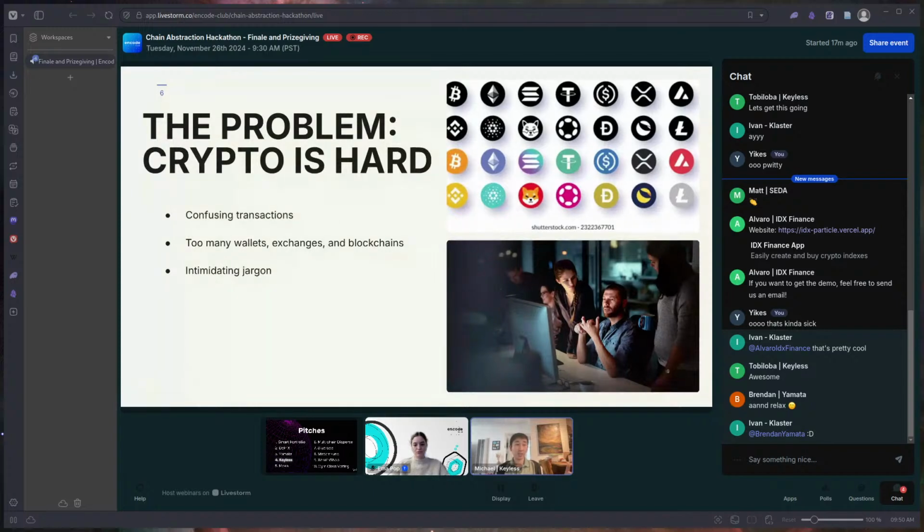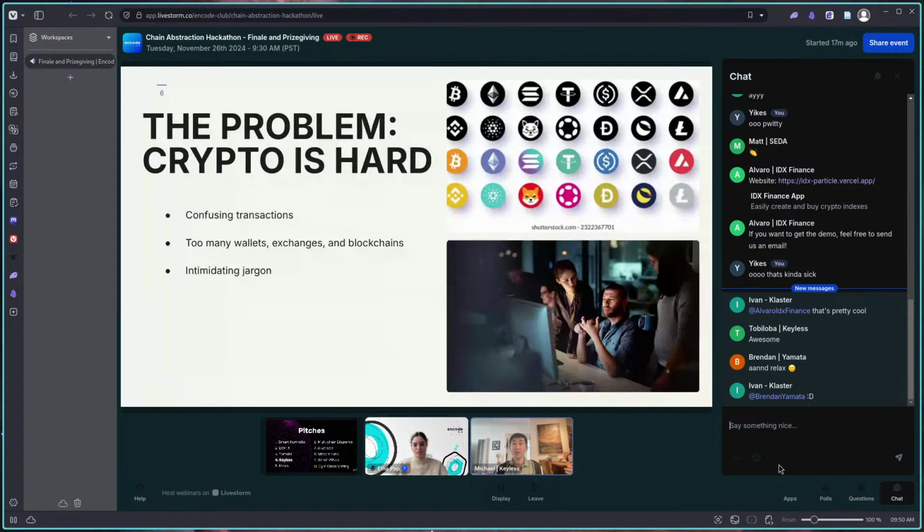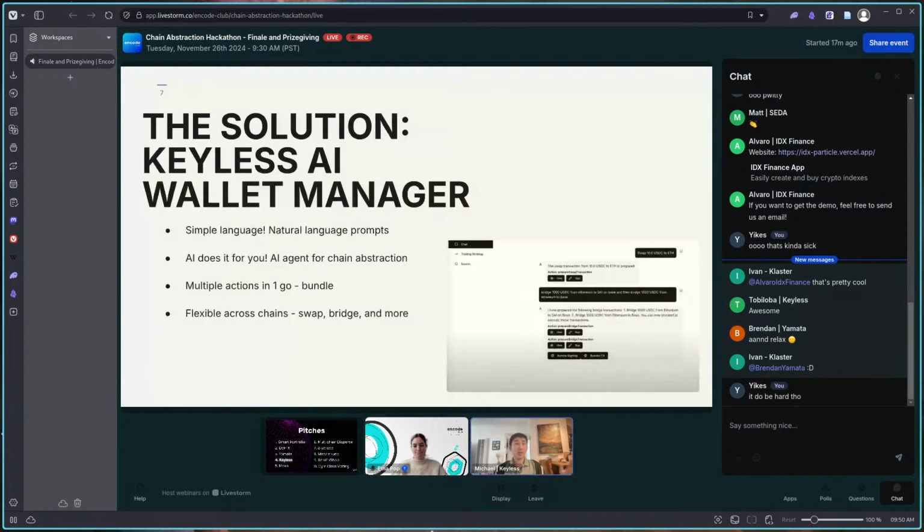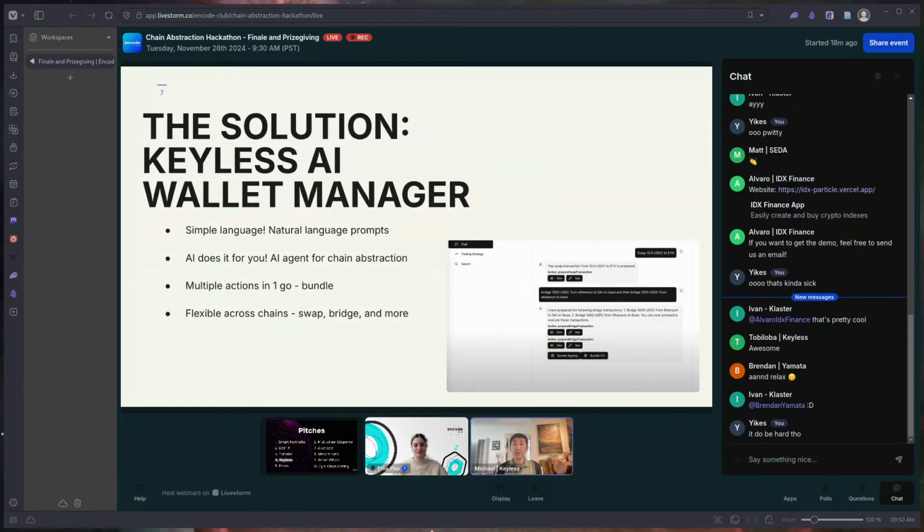Managing on-chain transactions requires a certain level of technical expertise, particularly with the vocabulary that really turns away a lot of potential users. And so that's why we made Keyless AI, the AI agent for abstracting out on-chain actions and letting you manage your crypto wallets using simple natural language prompts. And so we support multiple actions in one go, like transferring, swapping, bridging, and being able to bundle those all together. And that works seamlessly across chains.